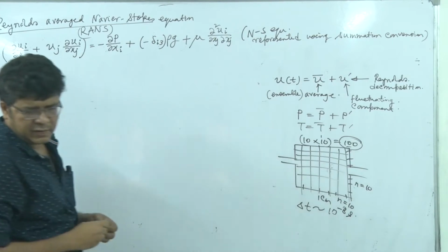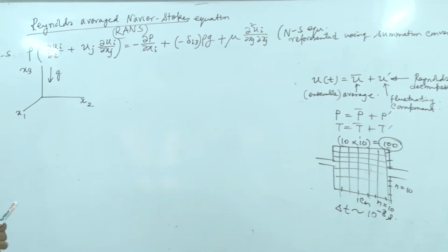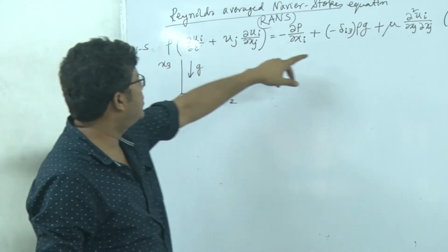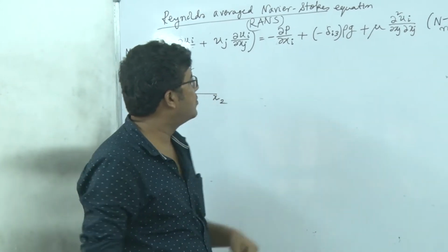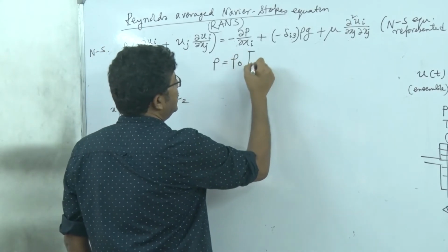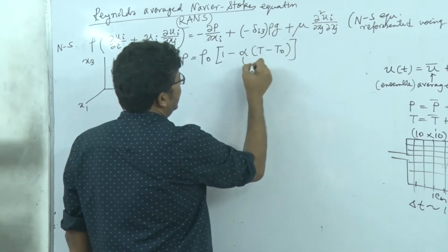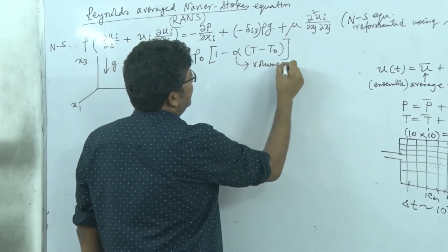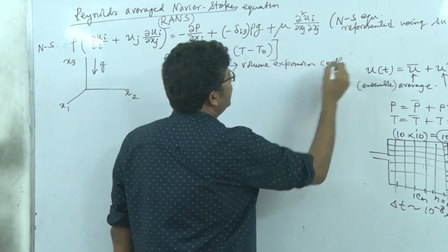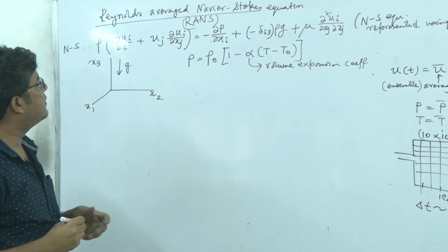Right? So with this summation convention we have expressed this in a compact form. Now you see, here we have rho and mu. Now rho we know is equal to rho naught into 1 minus alpha (T minus T naught), where alpha is the volume expansion coefficient of the liquid. So here comes the utility of an approximation.